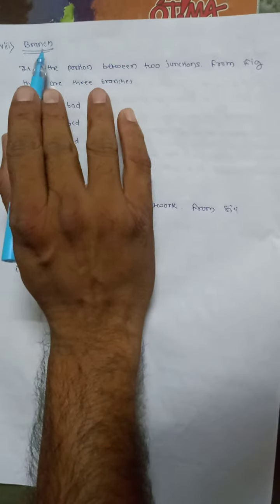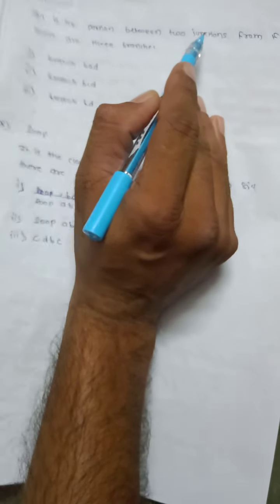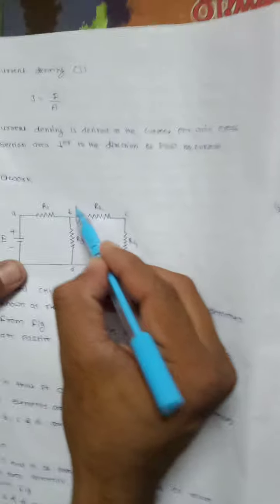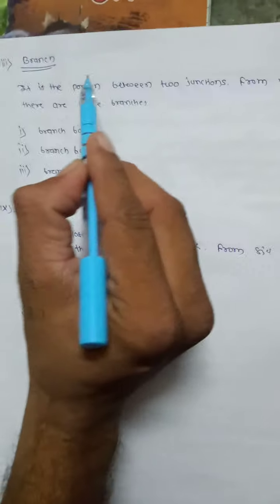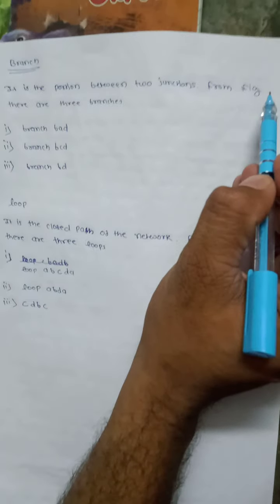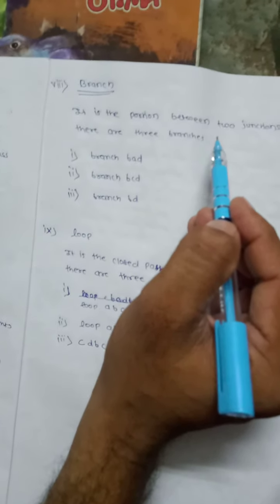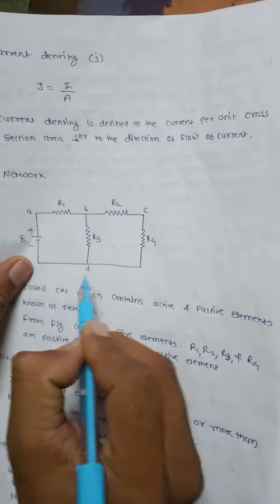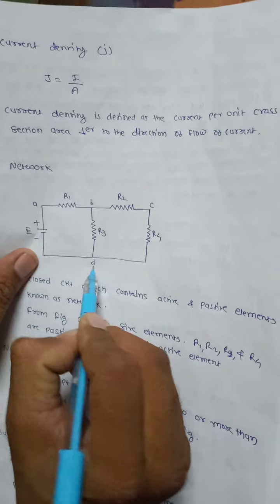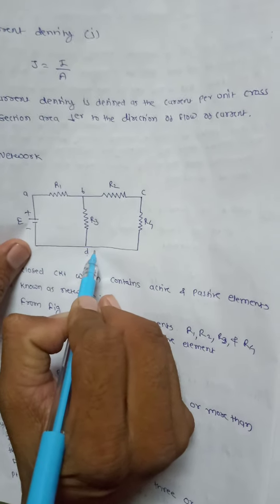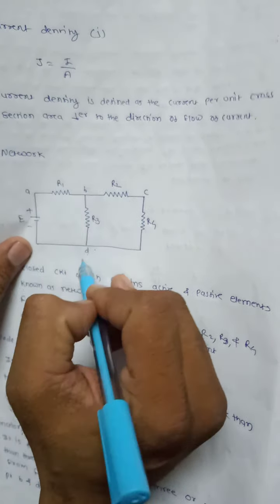Next, branch. It is the portion between two junctions. From the figure, point B and point D are the two junctions. A branch is the portion between the two junctions. From this figure, there are 3 branches. BAD is the first branch, second is BCD, and third is BD.